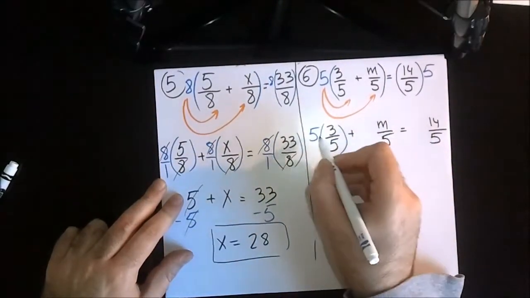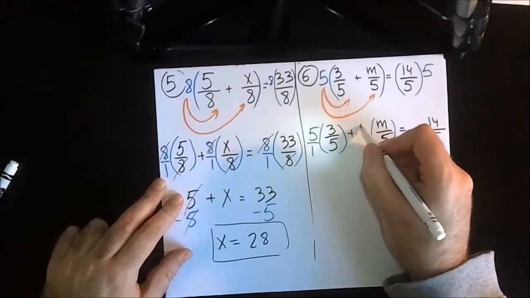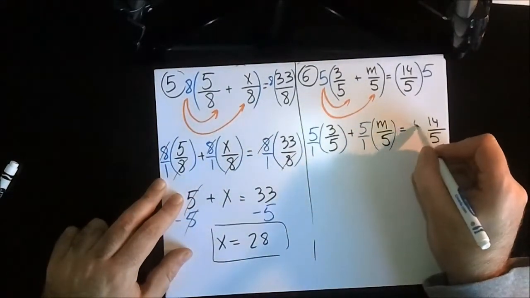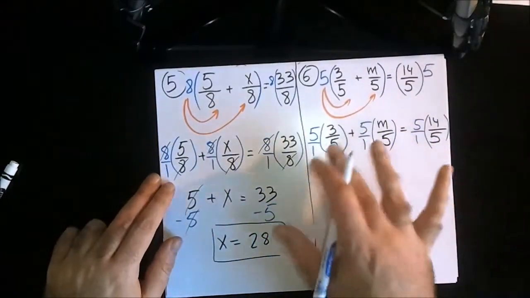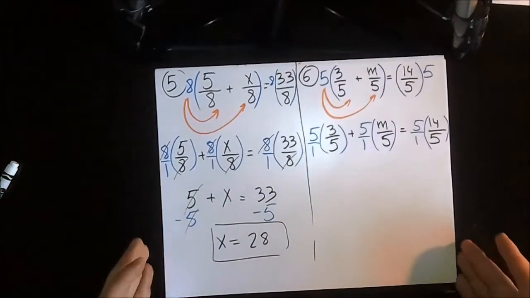And again, if it helps you, you can put that 5 over 1. You don't have to, but it just visually helps you realize that that 5 is at the top, not at the bottom. You don't have to put this over 1. It could just be the 5s that I had on the previous step.